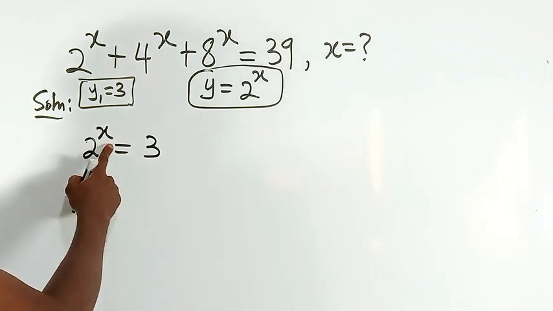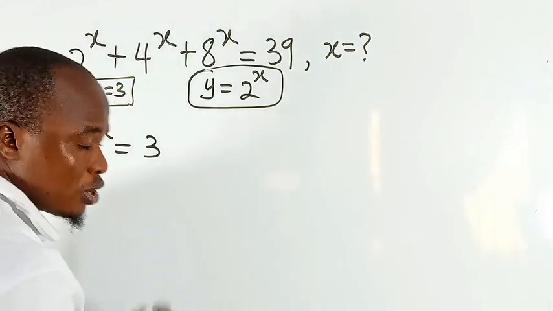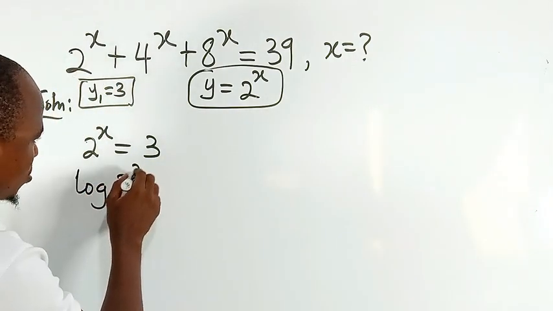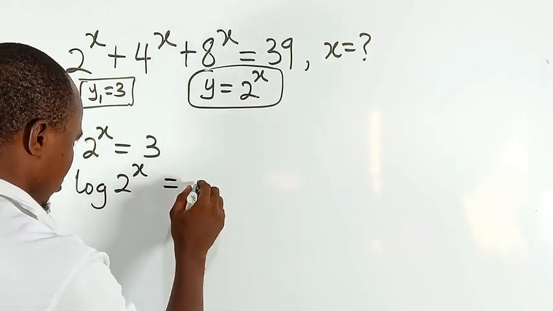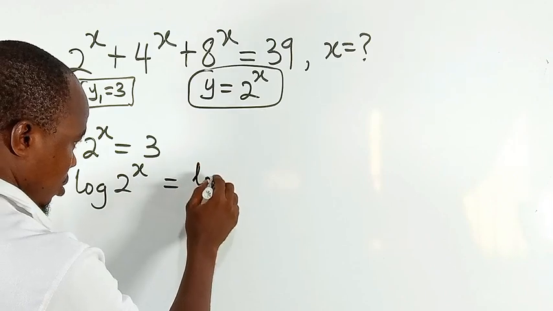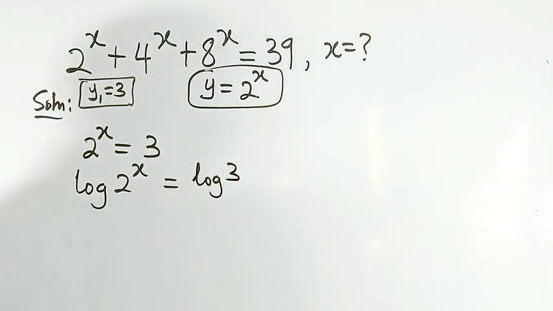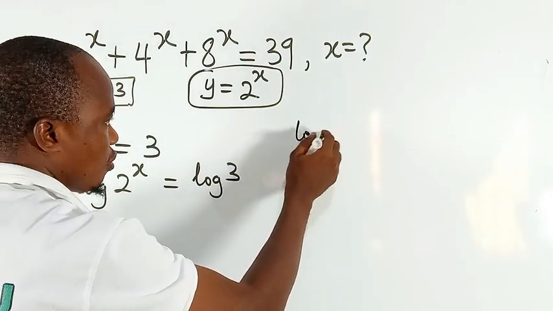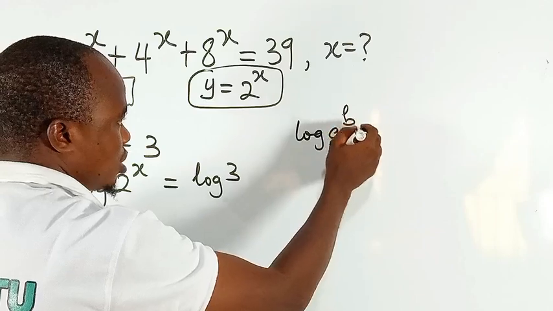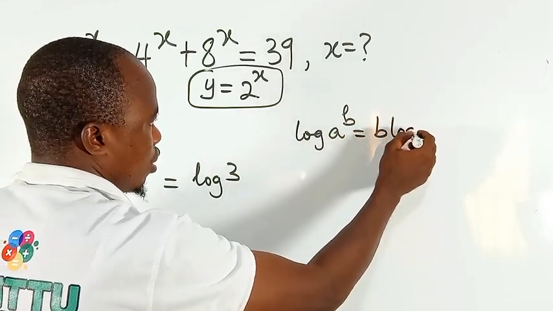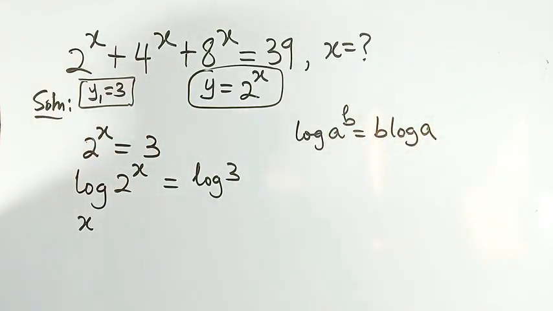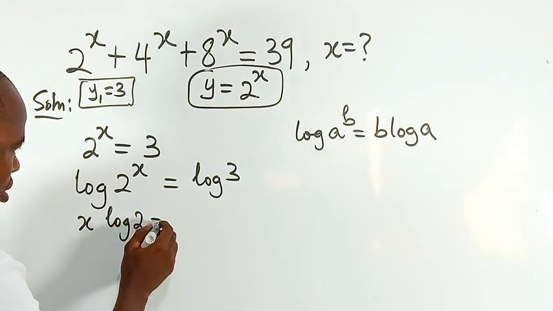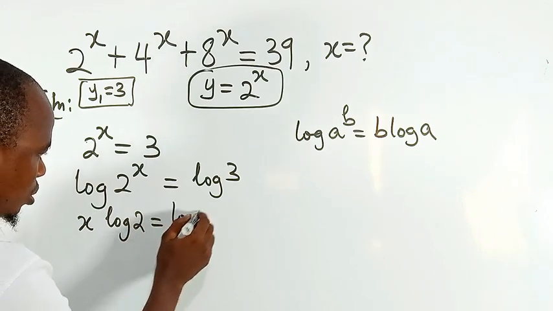So now what do we do here? We are going to introduce logarithm to both sides of the equation. We're going to have log 2 to the power of x equals log 3. Understand? So this x will have to come down from the log. When you have log a to the power of b, this will be b log a. Understand? So that is the law. So we're going to have x log 2 equals log 3.